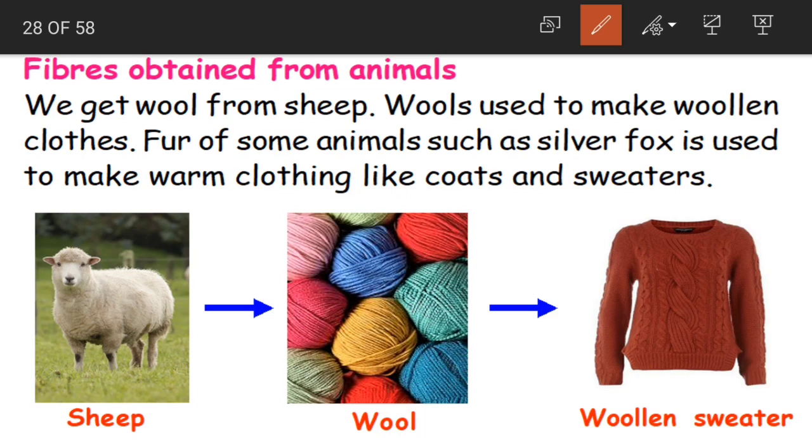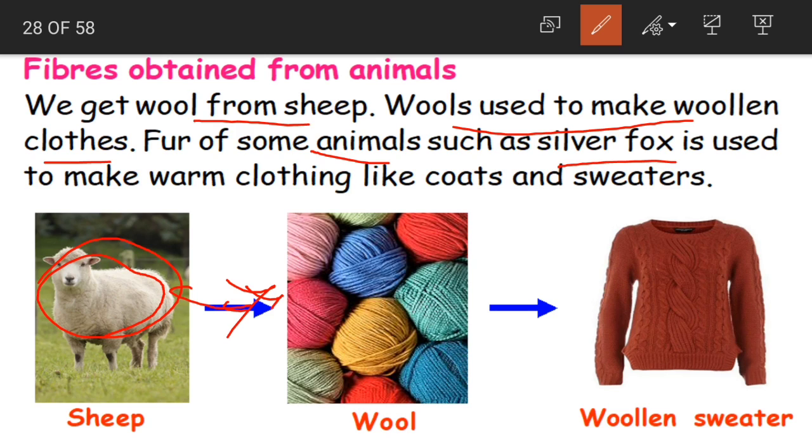So what are they? We get wool from sheep. From sheep, what do we get? Wool. So the fur of the sheep is converted into wool. Wool is used to make woolen clothes. Fur of some animals such as the silver fox is used to make warm clothing like coats and sweaters. Some animals have much fur, like a silver fox, so we use that animal fur to make warm clothes like coats and sweaters.